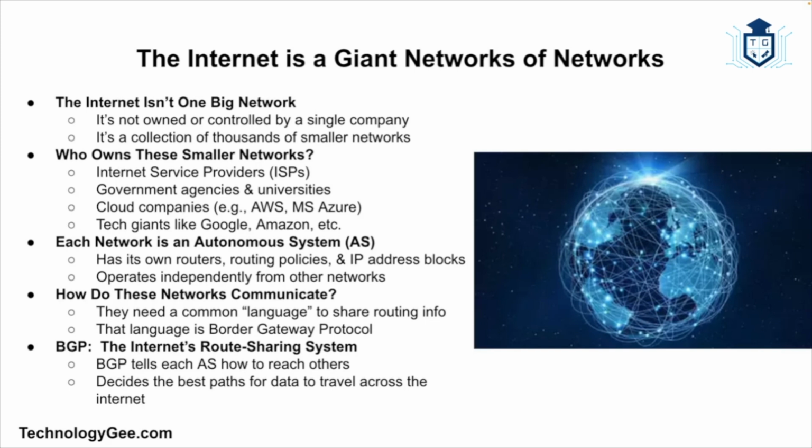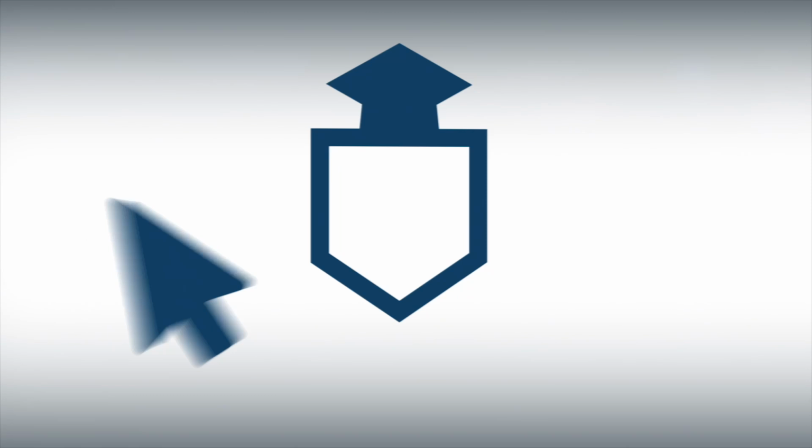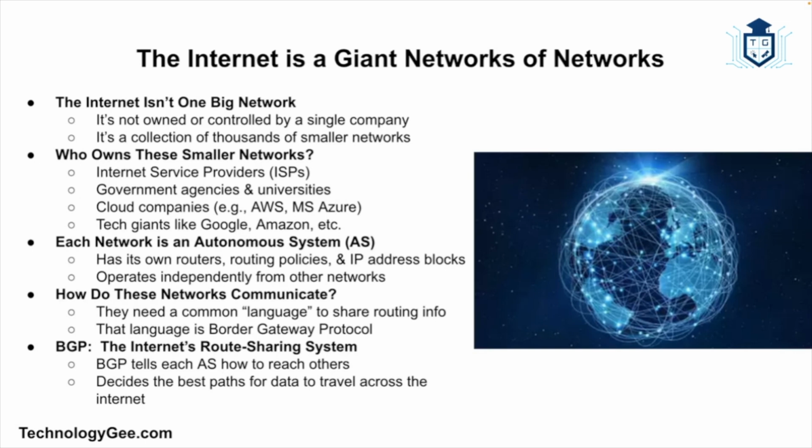And you could think of an autonomous system as its own mini country with its own rules, routers, and IP addresses. Now imagine these autonomous systems want to communicate. That's where Border Gateway Protocol steps in. It is the language these networks use to talk to each other and share routes.